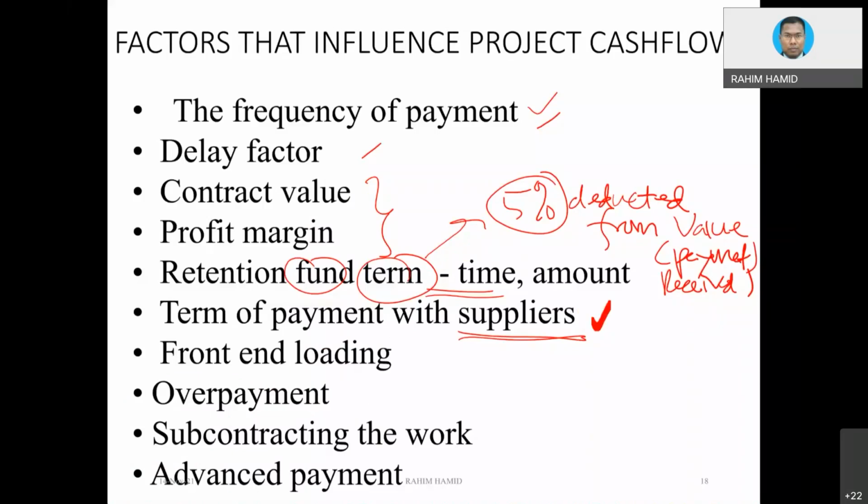Front end loading. Front end loading basically relates to what we call unit rate.